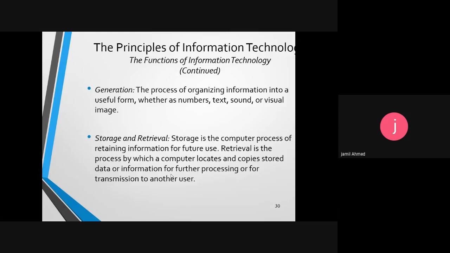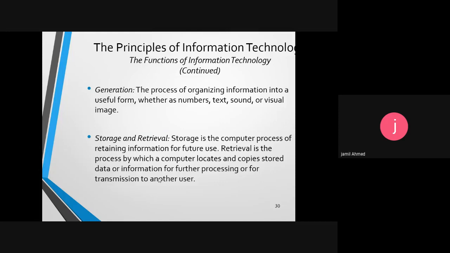So generation is the process of organizing information into a useful form, whether as numbers, text, sound, or visual images. Storage and retrieval operations can also be done. We can store the data and it can be retrieved at any time. Storage is the computer process of retaining information for future use, and retrieval is the process by which a computer locates, copies, and sends data and information for further processing or transmission to another.